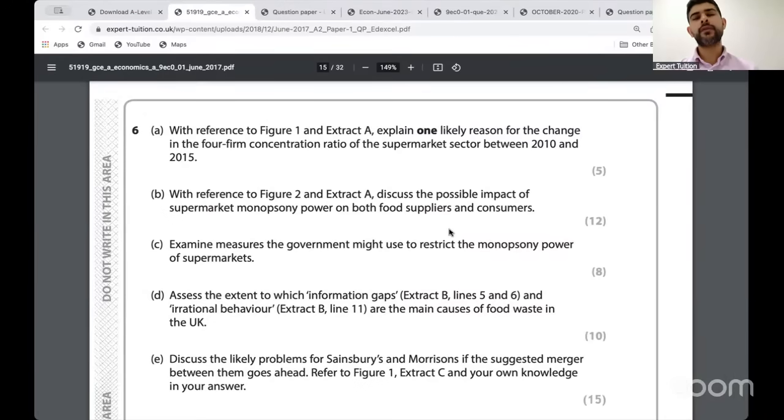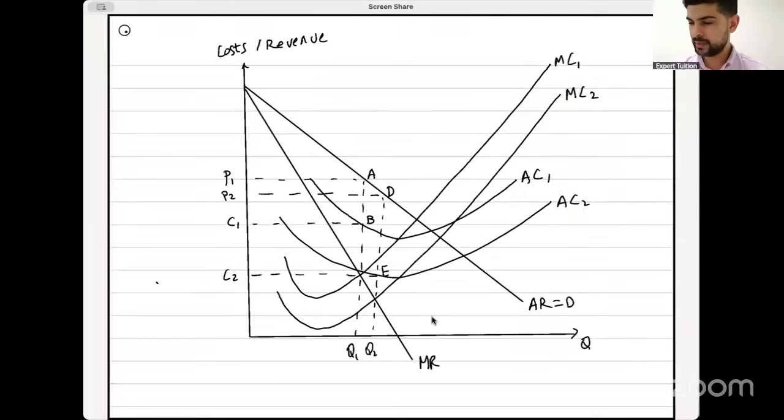Okay, so the question says, with reference to figure 2 and extract A, discuss the possible impact of supermarket monopsony power on both food suppliers and consumers. I'm going to go one step further. Let's deal with it through the only three players they can ever ask about, and let's answer it in a way where you've got multiple points that will work every single time. I'm going to keep this diagram up here. Let's actually zoom down.